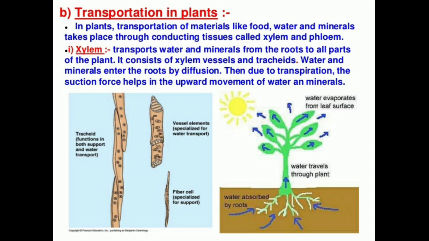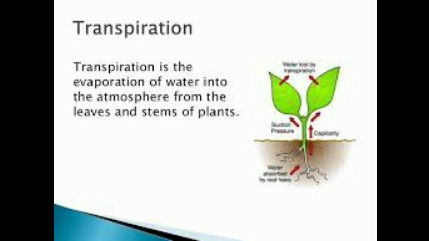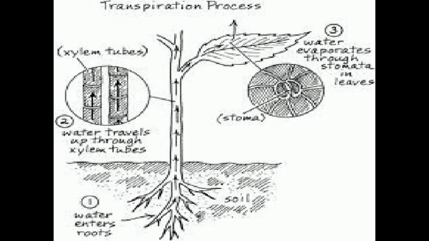You know the process of diffusion, right? It is the movement of water molecules from the region of higher concentration to the region of lower concentration. That means here the water will move from the soil to the roots, and then due to transpiration, the suction force will help in the upward movement of water and minerals. Do you know what is transpiration? It is the evaporation of water from the leaves of a plant. Okay, the evaporation of water from the leaves of a plant is called transpiration.